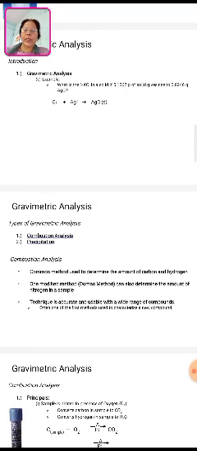Types of gravimetric analysis. You have to follow the above example. Now see the types of gravimetric analysis: combustion analysis and precipitation analysis.